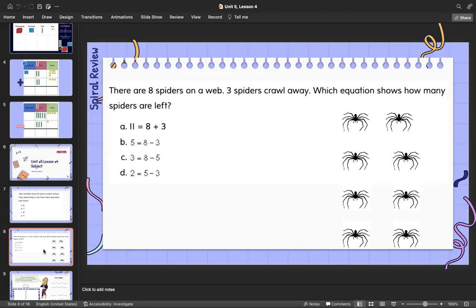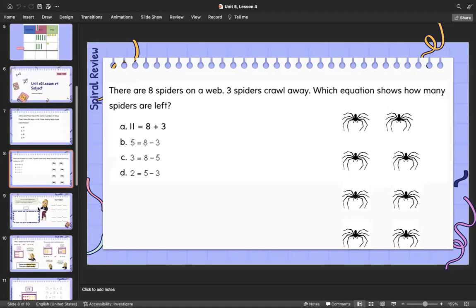Okay. Which equation shows how many spiders are left? Which one of the equations below do not work at all? So go through the word problem above and start eliminating problems that make no sense first. It'd be a really great strategy. Pause, work with your learning coach.